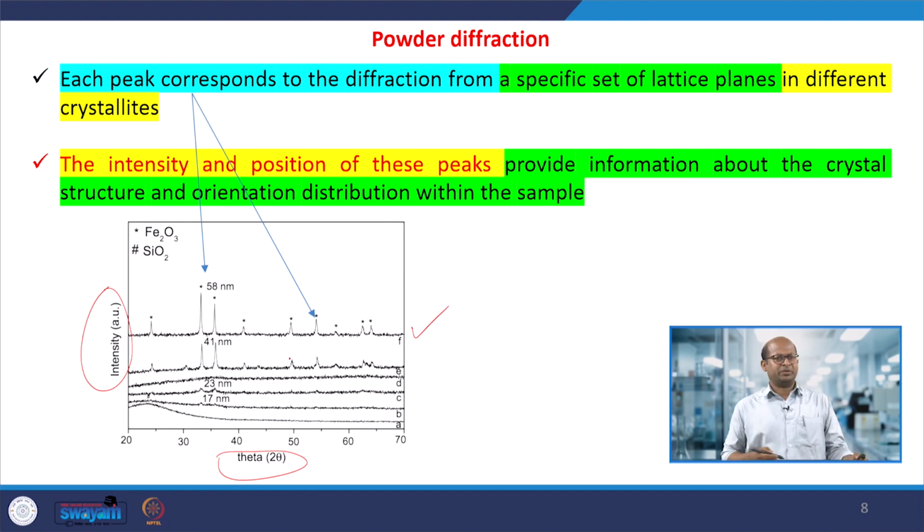Okay, so this is for a specific material. Depending upon the material we have prepared, nanomaterials or bulk materials, different types of patterns will be obtained. We have to analyze depending upon the material, its crystal structure, or whether it is an amorphous phase, and which specific metal oxides are present. We can detect this with the help of X-ray diffraction patterns.